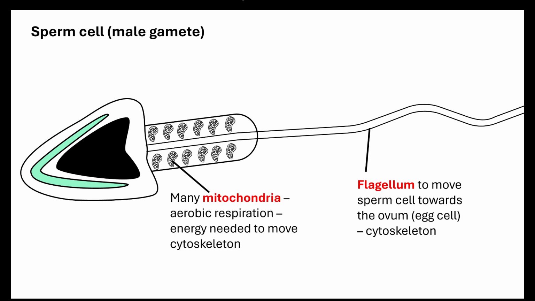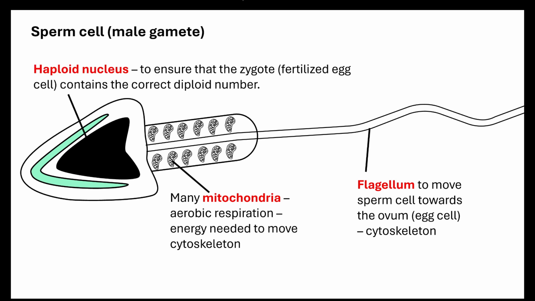Another thing to note is there's many mitochondria. If there's many mitochondria in the mid region of the sperm cell, that's going to mean that aerobic respiration can occur. Aerobic respiration you will learn about in module 5 in more detail, but basically that's the energy needed to move the cytoskeleton. So it will supply the ATP molecules, and those ATP molecules will be used for that movement.